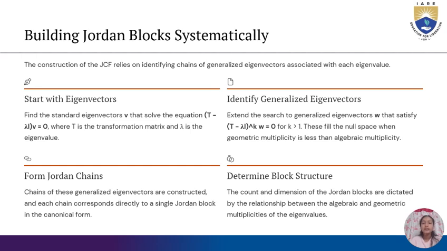Sorry, (T minus lambda I) power k. These fill the null space when geometric multiplicity is less than algebraic multiplicity.